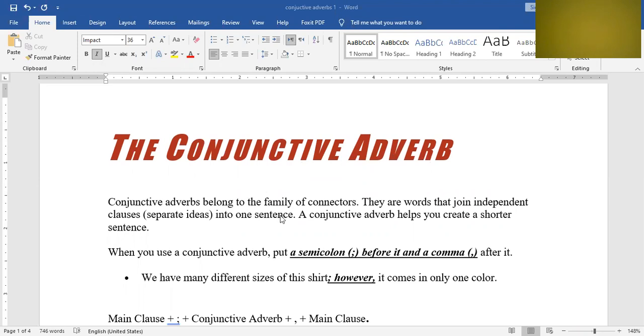Conjunctive adverbs belong to the family of connectors. They are conjunctions. They are types of conjunction.